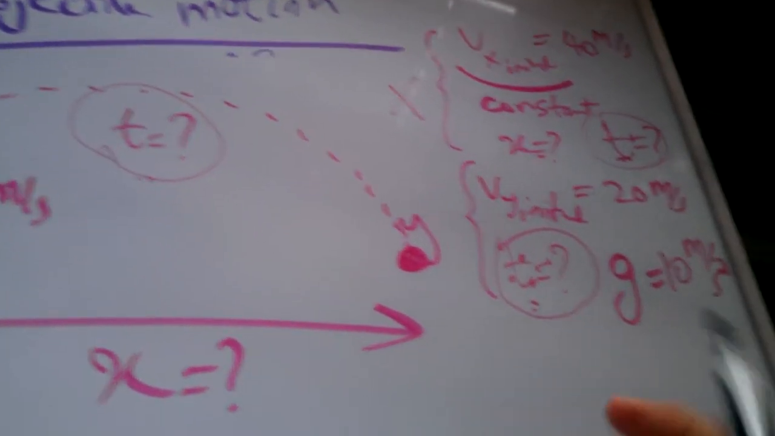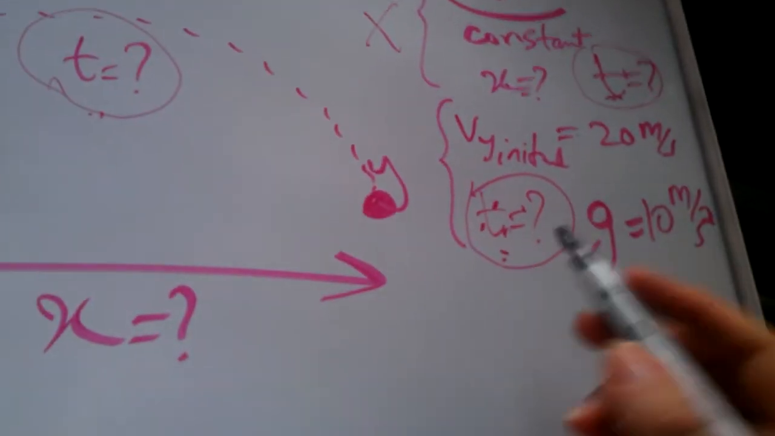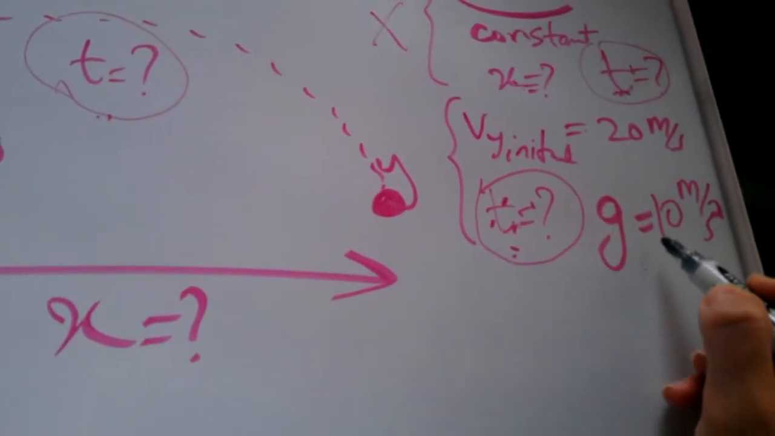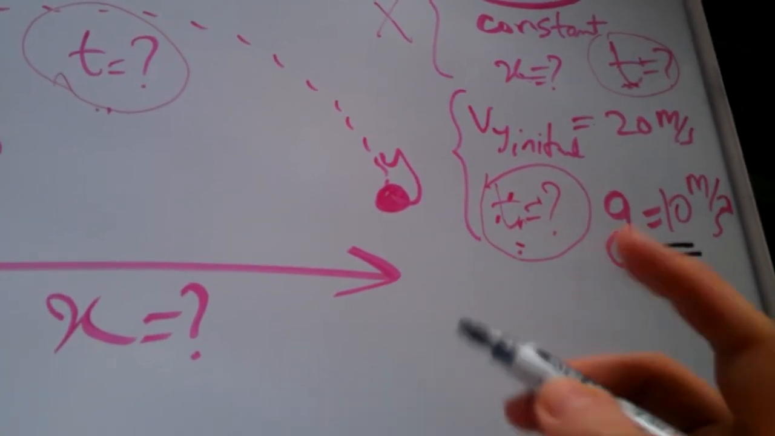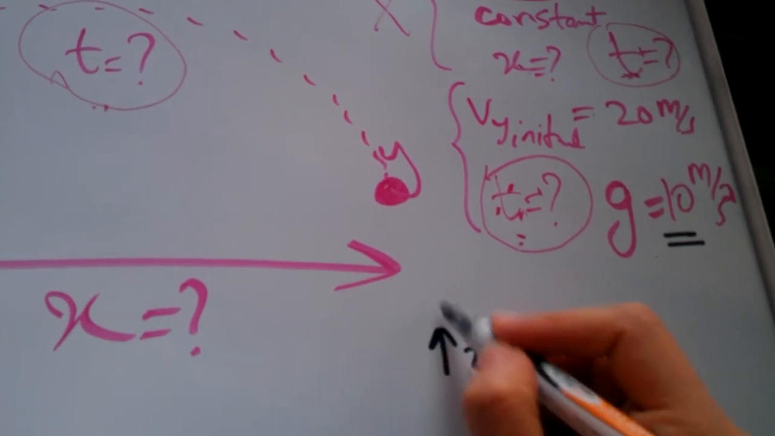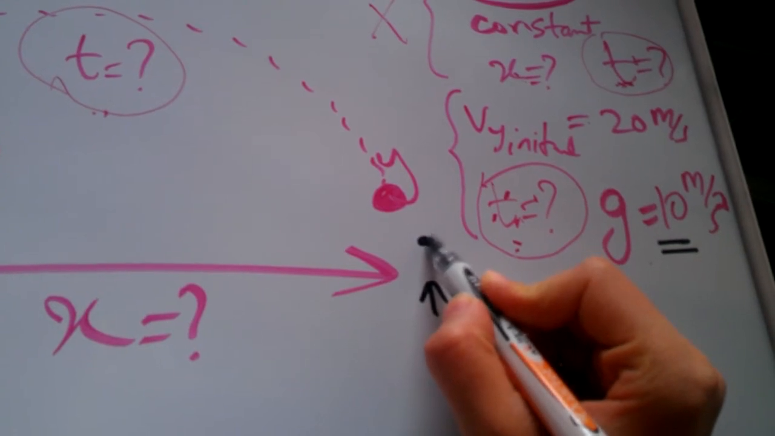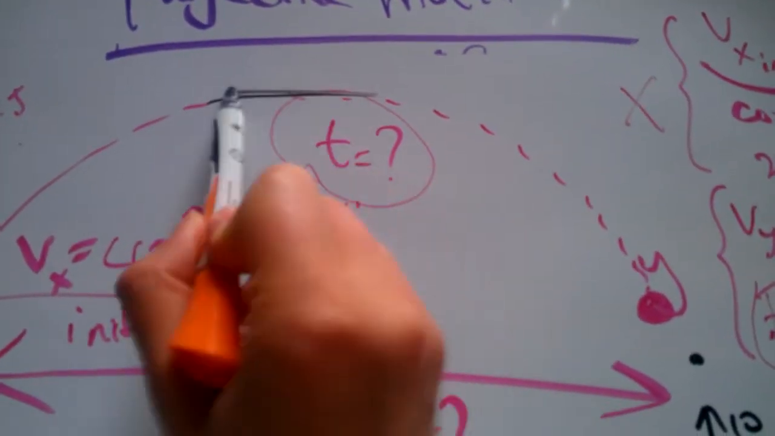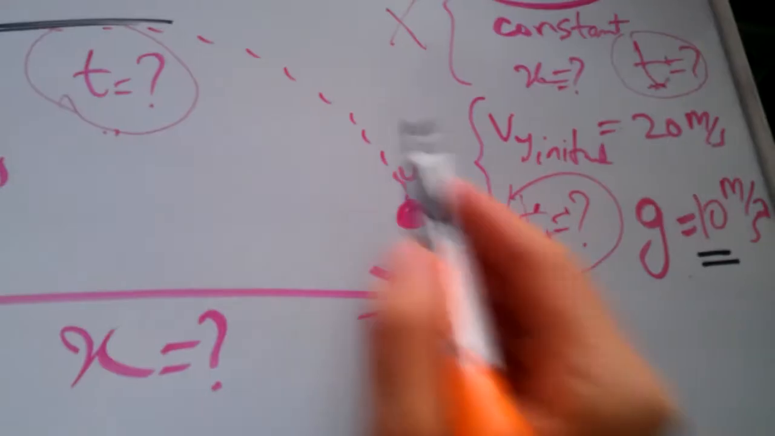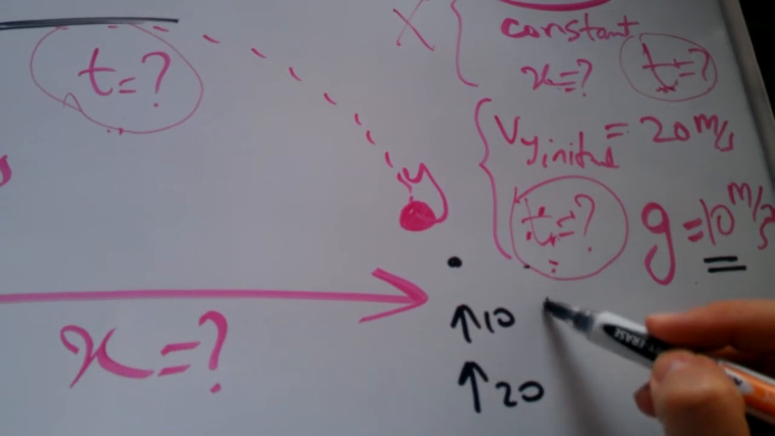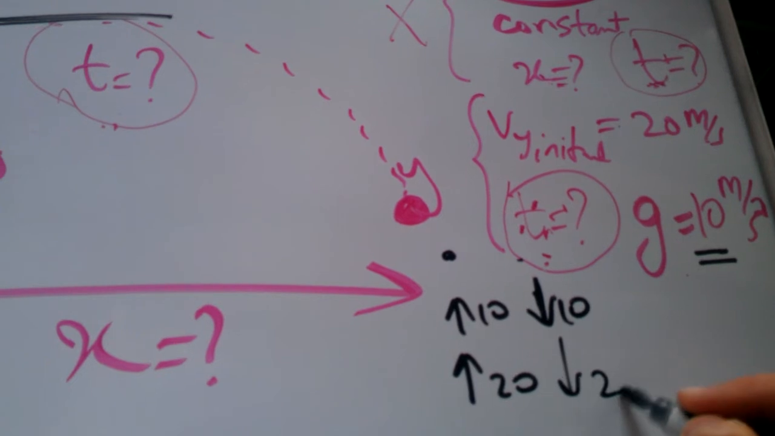So along the y direction, I know the initial velocity is 20 meters per second, and the acceleration is 10 meters per second squared. So after 1 second, this 20 meters per second becomes 10. After 2 seconds it becomes zero, so it stops in the air. It's at the top, the highest part of the parabola. And then after the third second it comes down by 10. After the fourth second, it is actually 20.